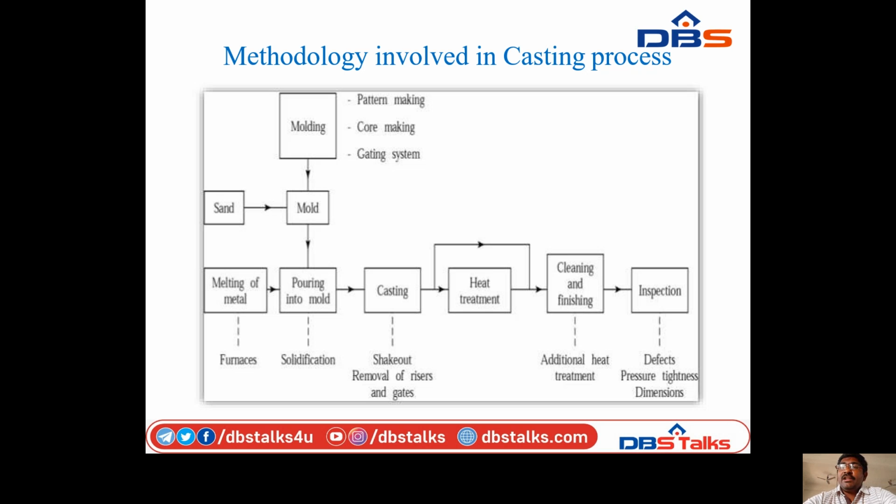Next, metallurgy involved in casting process. So we can see the diagram. So what is the metallurgy in casting process? First of all, we can take pattern making or core making, gating system, to the molding. Sand and mold, in mixture, to the pouring. Then it comes to melting of metal by using furnace. Pouring into mold, then solidification.